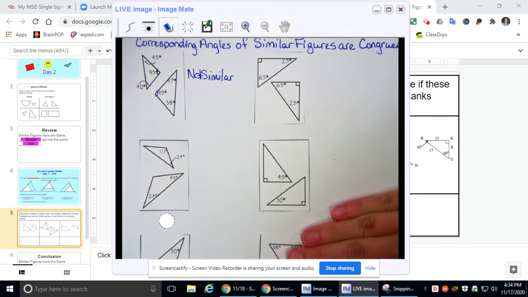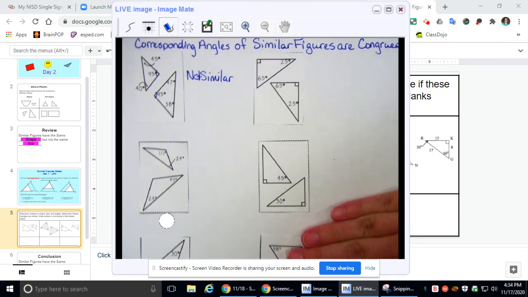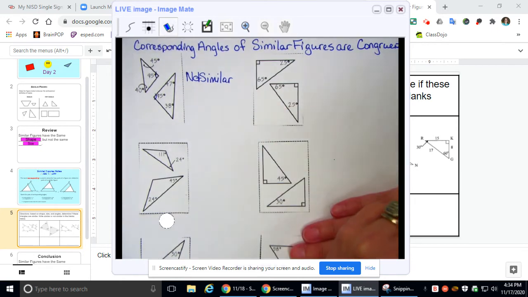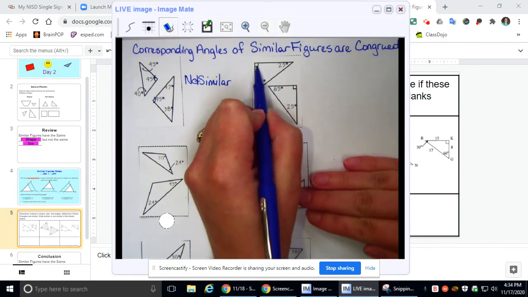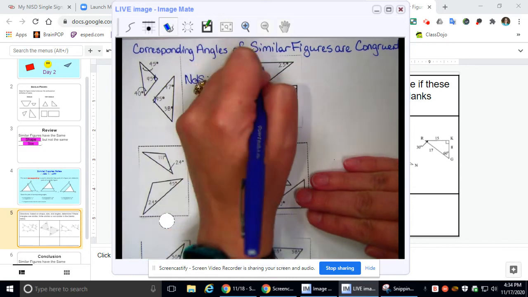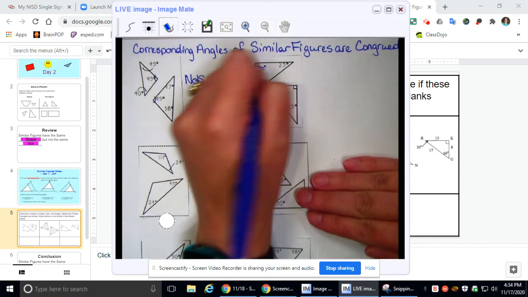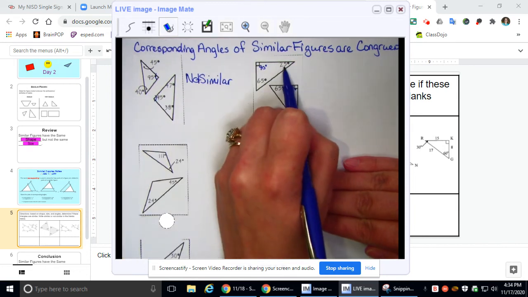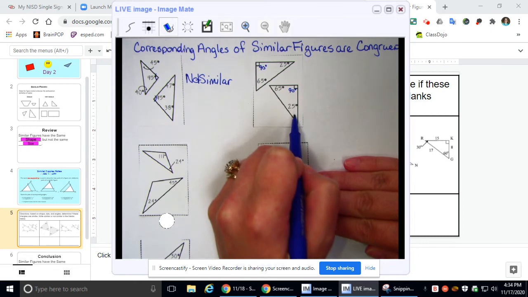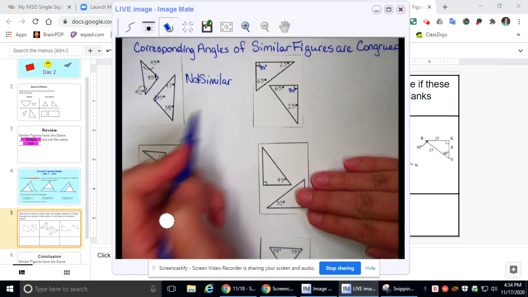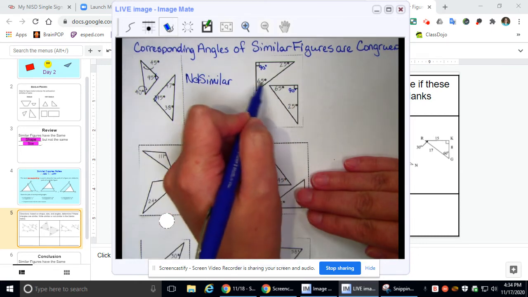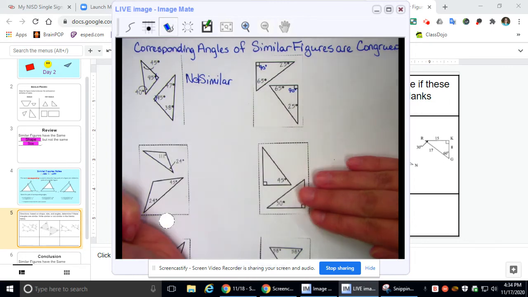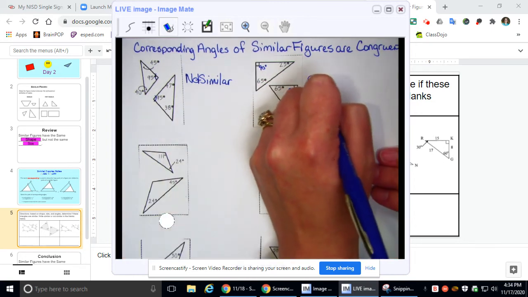Okay, all right, so let's take a look at another example. Let's look at the right, okay? So we have a triangle that has a right angle, and everybody remembers that a right angle is 90 degrees, okay? Then we have 25 and 65, and 25 and 65. They all have congruent angles. Okay, so that means that they are similar.